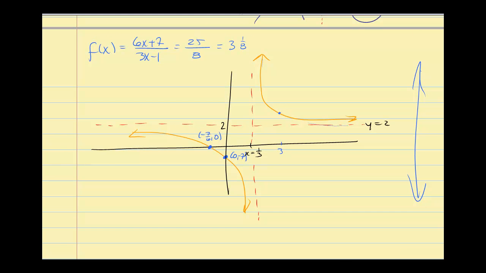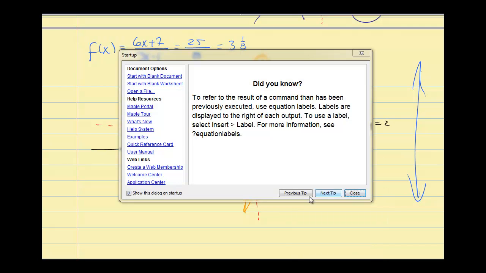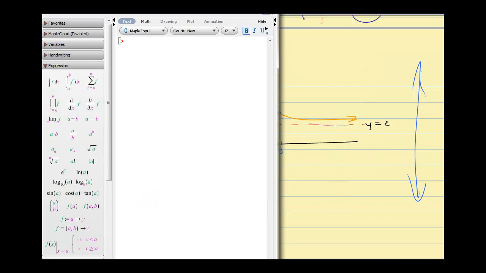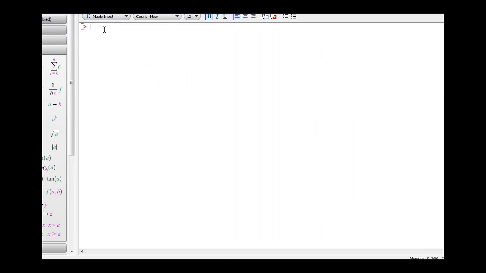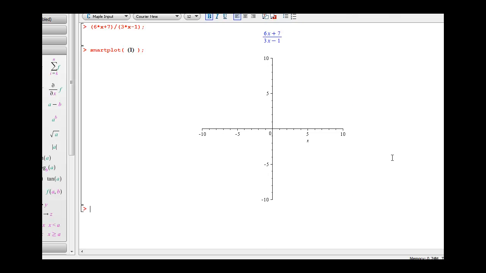Let's go ahead and check this graph in Maple while we're here and see what we get. Okay, so Maple. Now remember, my original function was 6 times x plus 7, divided through by 3 times x minus 1. So we'll check the function first, and it's what we think. There's a lot of different ways to plot, but we'll right-click and plot, 2D plots.